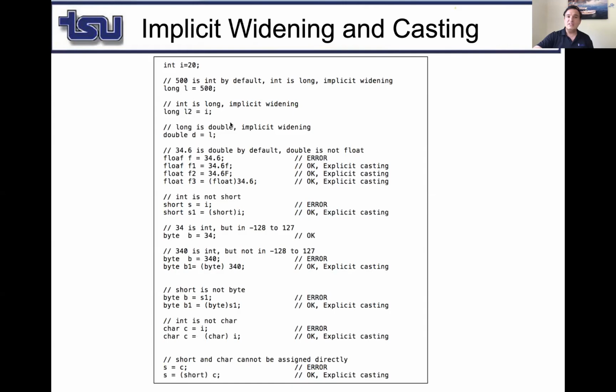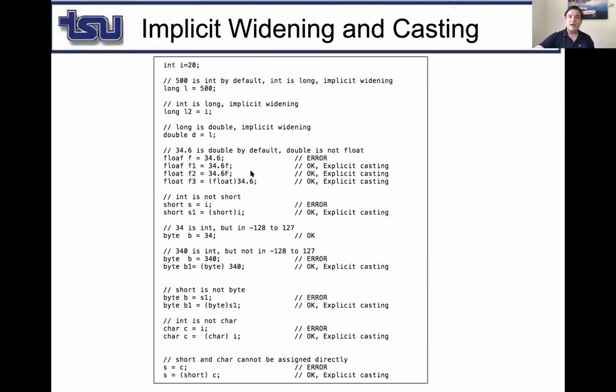Remember, long is a double. So now I'm trying to assign l to d. Can I do that? Yes, I can do it because long is a double. What does Java do? Java does implicit widening. It takes the long and represents it as double. So this is fine. Remember, when I say float f is equal to 34.6, floating point data types are by default double. So 34.6 is by default double, but double is not a float. So I cannot assign this double to float. I will get an error, okay?